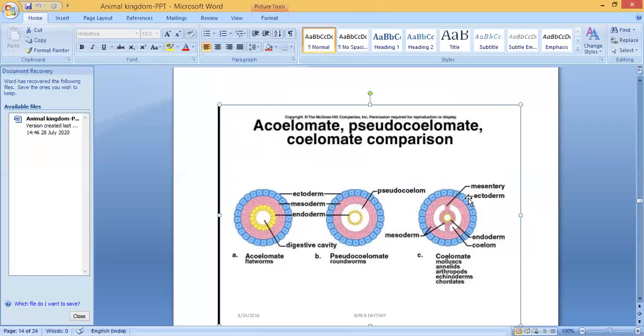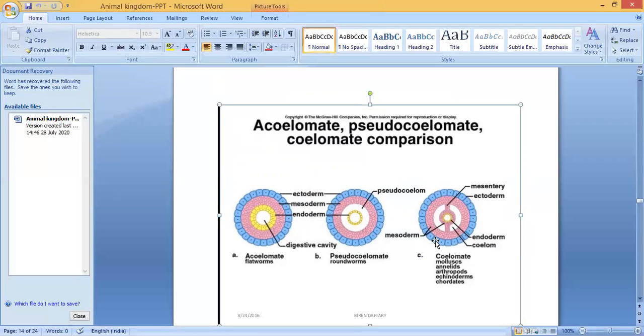Here again you see ectoderm. Then second you see mesoderm, in pink color. This is mesoderm, and this is also mesoderm. Inside, the light yellowish color is endoderm. Then here in the center is the digestive cavity. Then this is the true body cavity or true coelom. And this canal-like thing is known as mesentery.